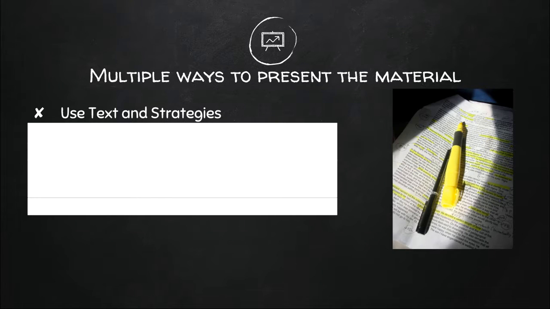Multiple ways to present the material, when I think of my classroom, is to use text and strategies. That's one way to present some information to students. We don't do all of our information through text, but when I do, I try to print those things out. I try to make sure they're on different reading levels if necessary. I also try to use highlighters and annotative tactics in order to write directly on the text, to look at what we are given and try to pull the main ideas and the key information from it.